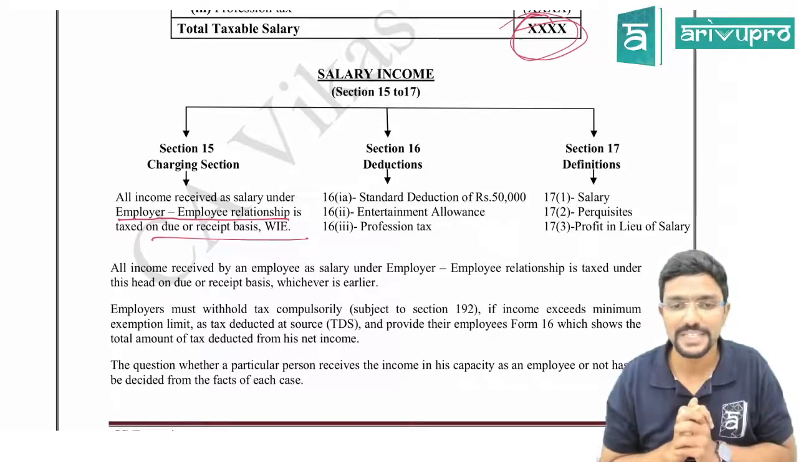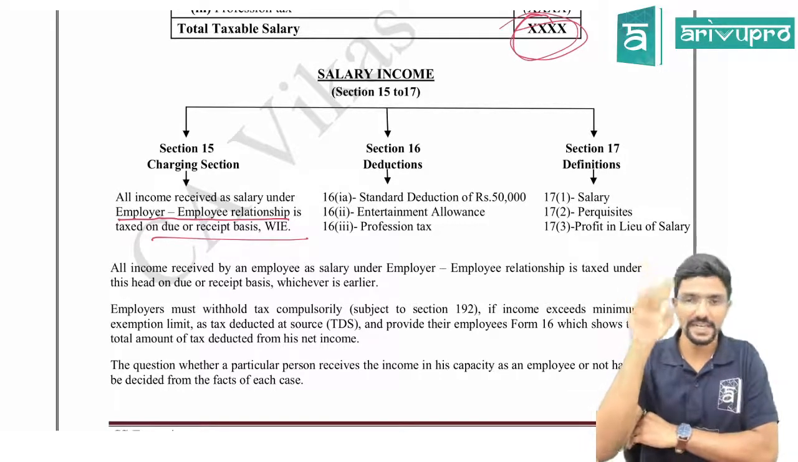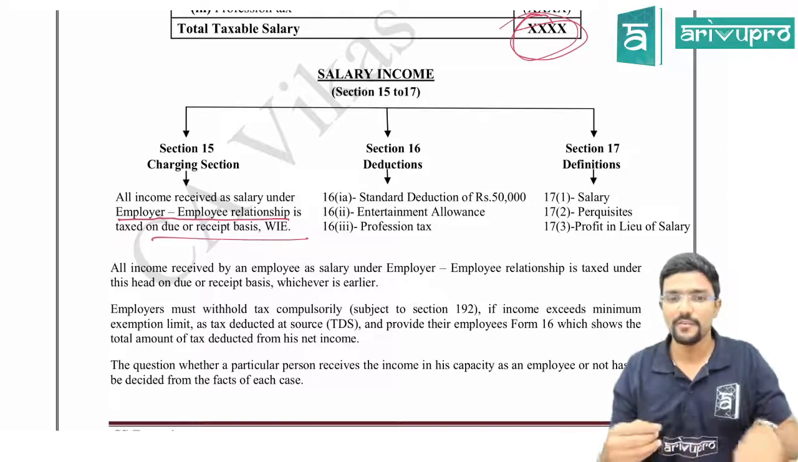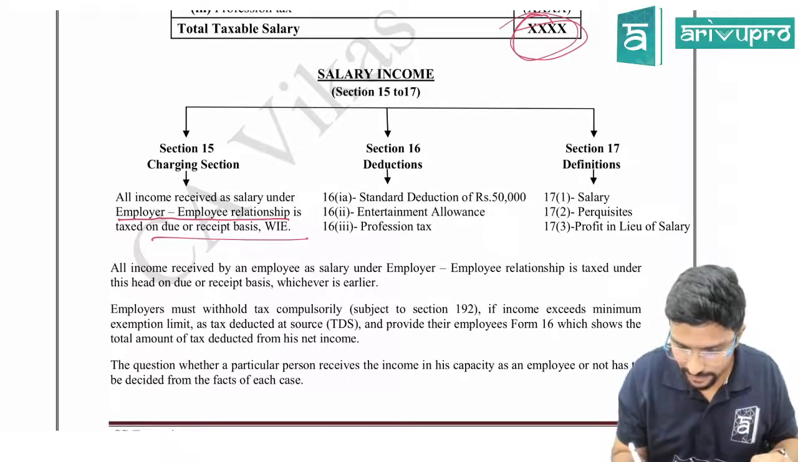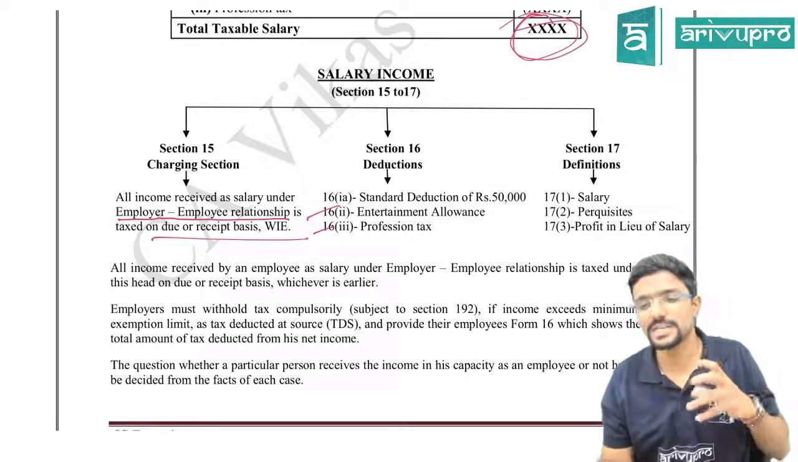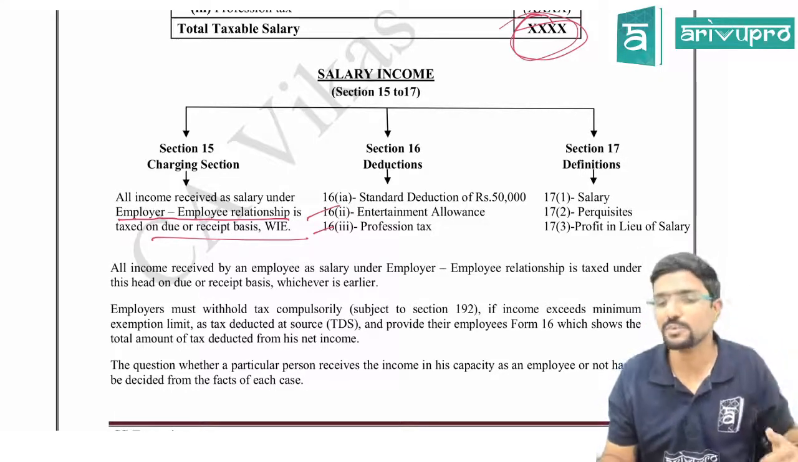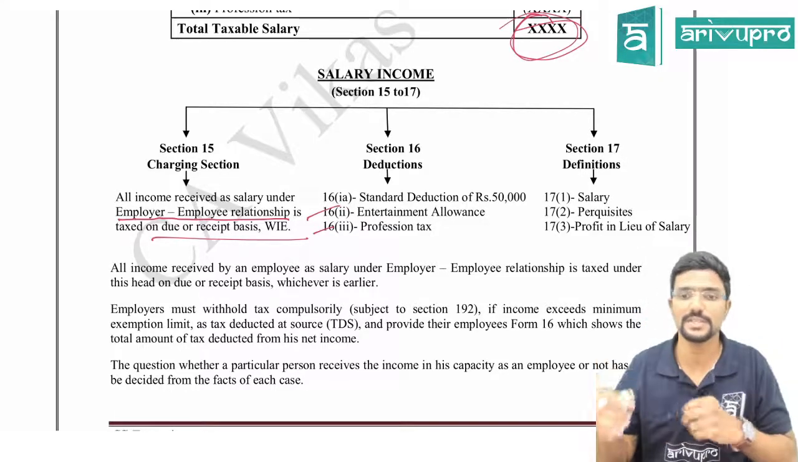Chalo. Coming to section 16. The 16th section has 3 deductions which you already covered. For profession tax and entertainment allowance, we have to satisfy conditions. Some limits are there which we will see later, at the end of this chapter.